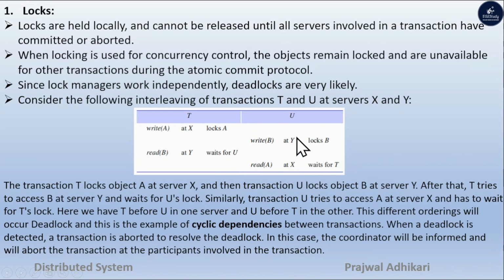Similarly, transaction U tries to access object A at server X and waits for T, as transaction T is using object A at server X. Here, we have T before U in one server and U before T in another server. These different orderings will cause deadlock, and this is an example of cyclic dependencies.